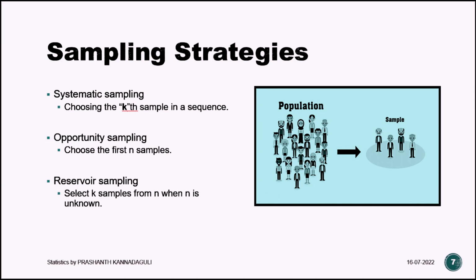What is the meaning of K? K in the sense of how many samples you are choosing. The number of samples is K. The total available data is n. But n is not known. That's all. Yeah. Next question.